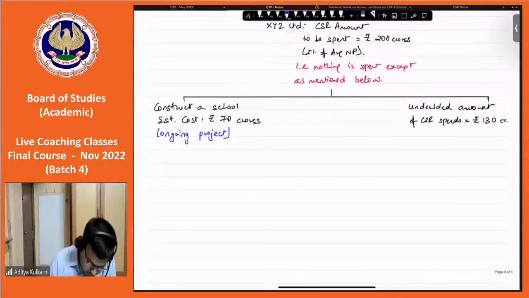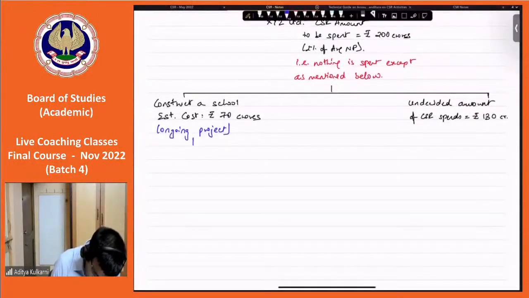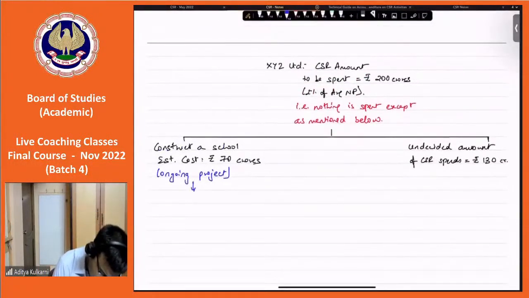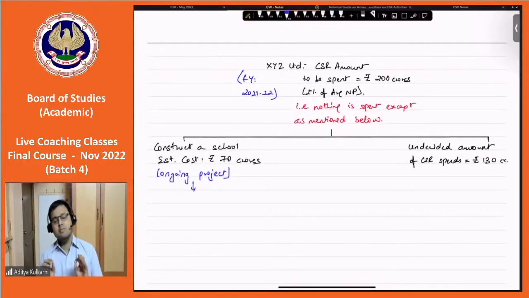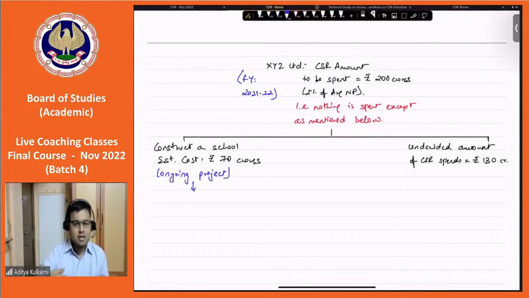Okay. Now pay attention. This is for financial year 21-22. Okay. Tell me one thing. The moment you are finalizing a contractor to whom you will give the construction assignment, will you immediately pay 70 crores and say, you do whatever you want, I'm paying you 70 crores because my job is to fulfill my CSR spends? So will I immediately pay 70 crores?